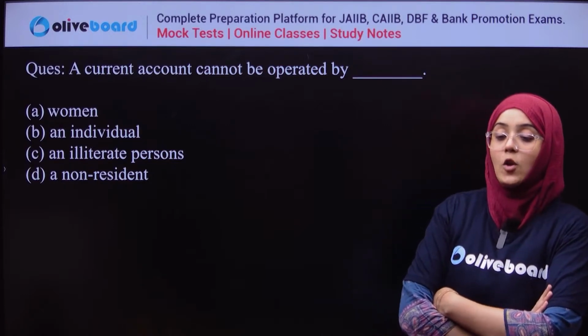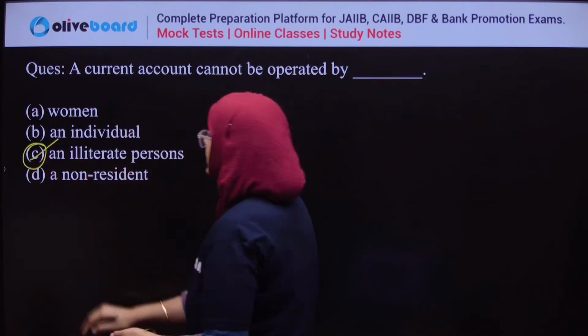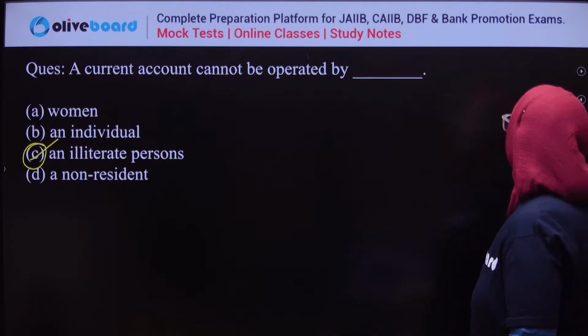So a current account cannot be opened by the illiterate person. Yes, C is the correct answer.